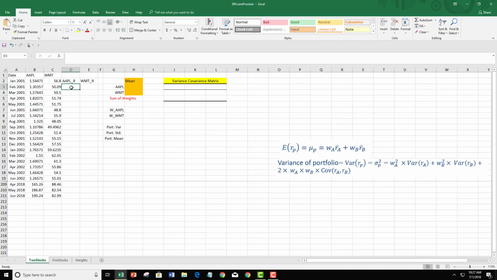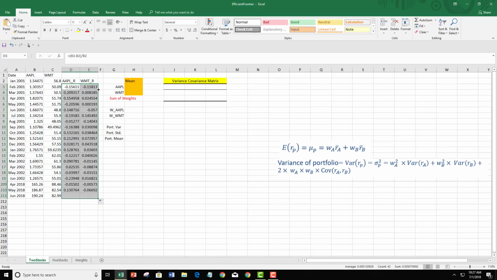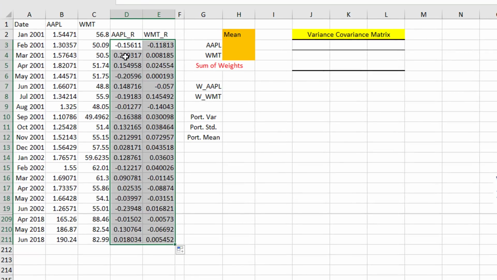To begin the process of plotting the portfolio frontier, we first have to compute the return. So let's compute the return for Apple and Walmart. That's going to be equal to the current month price that you are computing return for minus the previous month price, over the previous month price. That gives the return for Apple. Now I can grab this little square box and drag it to the right, and that gives me the return for Walmart.